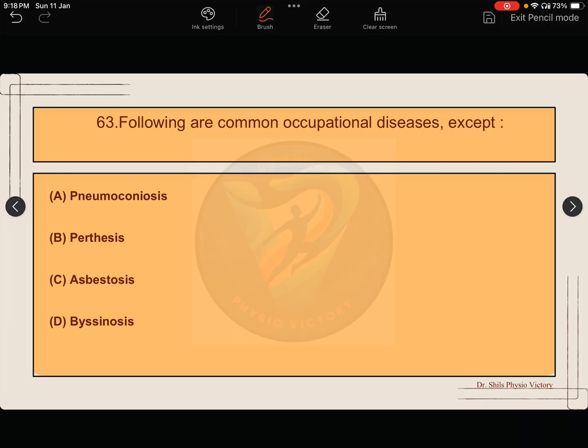Next, come to question number 63. Following are common occupational disease except option A pneumoconiosis, option B paresthesis, option C asbestosis, option D bicyanosis. Here the correct answer is option B. Paresthesis disease is not any type of occupational disease.